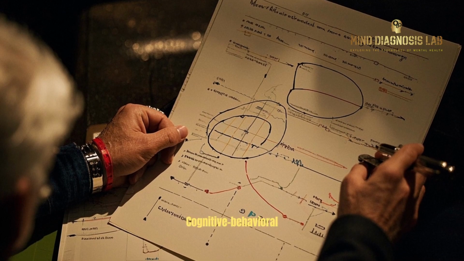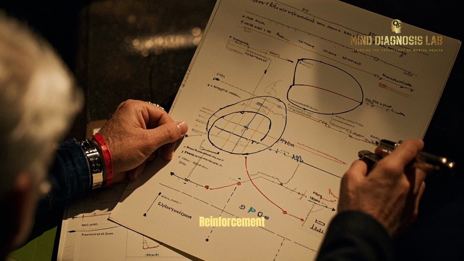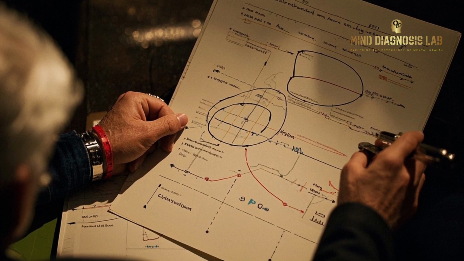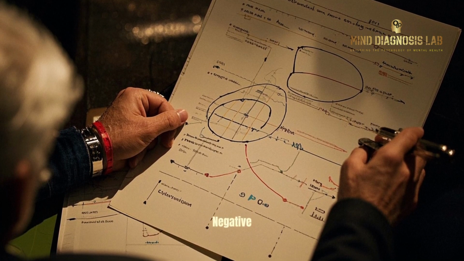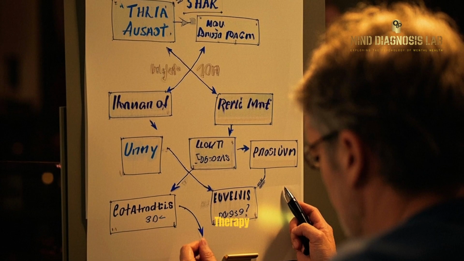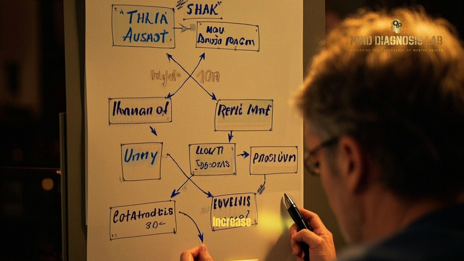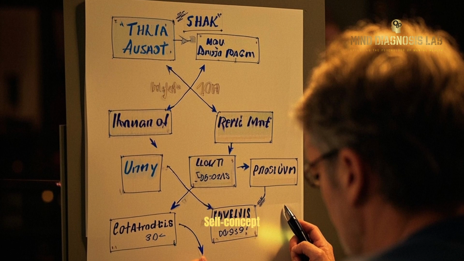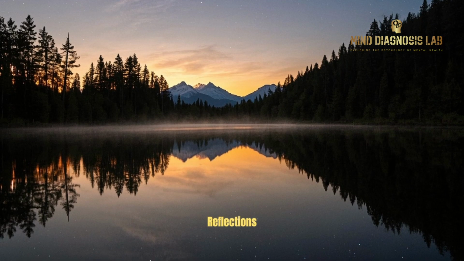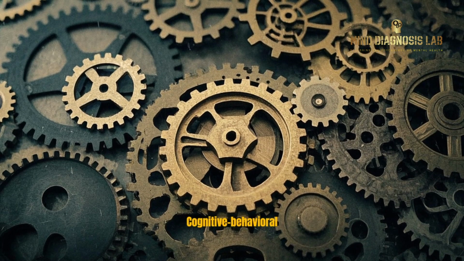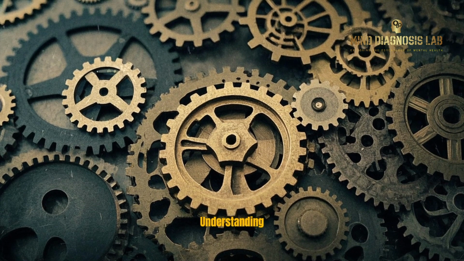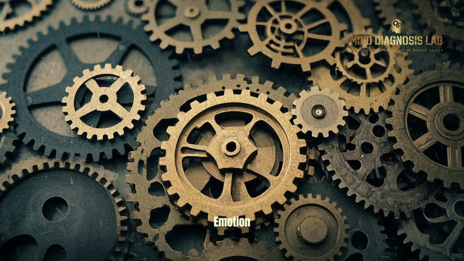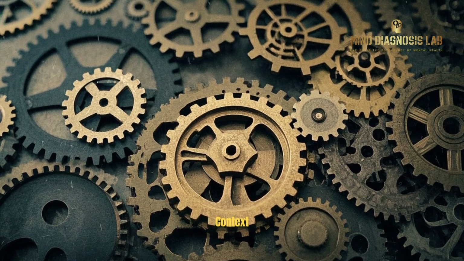From a cognitive behavioral lens, we'd focus on the reinforcement patterns, alcohol reducing anxiety temporarily, and cognitive distortions, negative self-beliefs. Therapy might aim to break these patterns, increase coping skills, and help Arthur build a healthier self-concept. Final reflections.